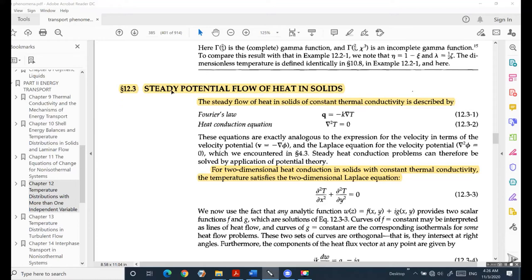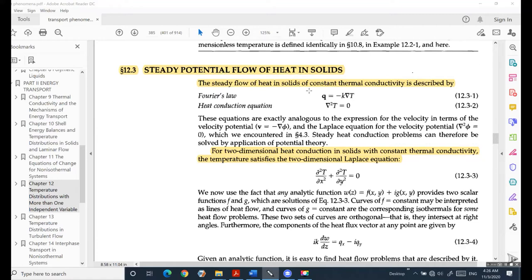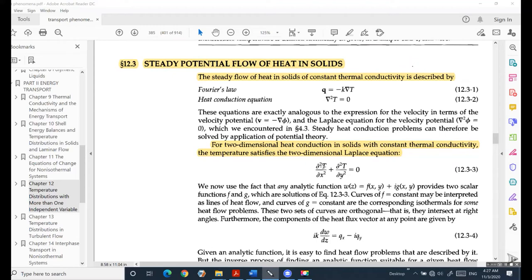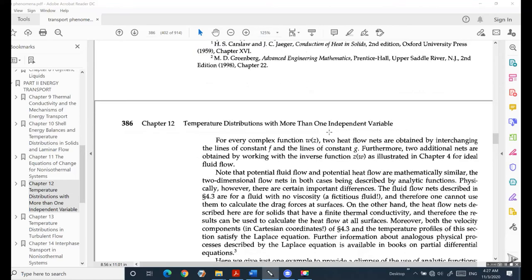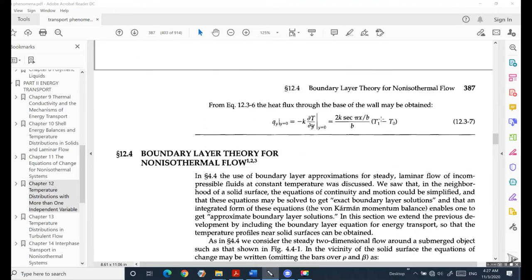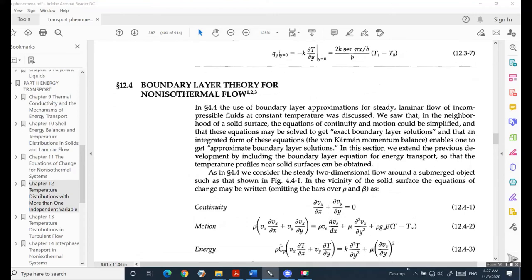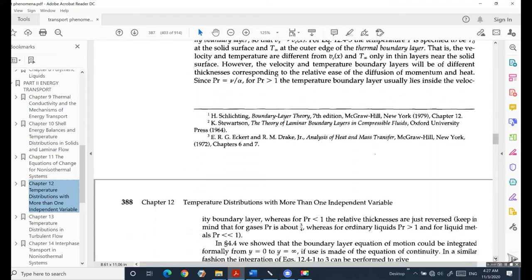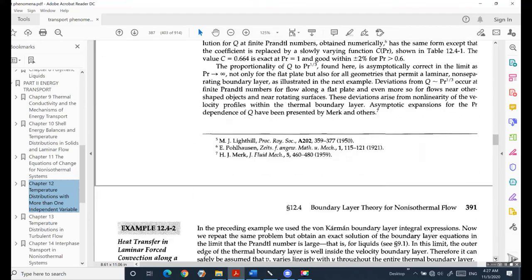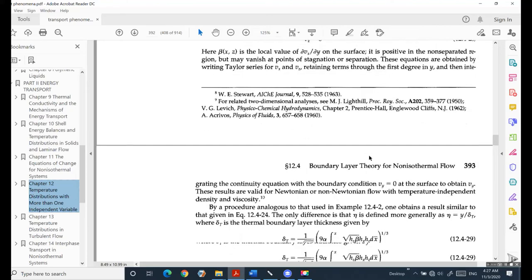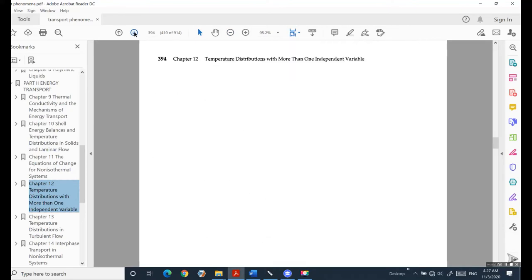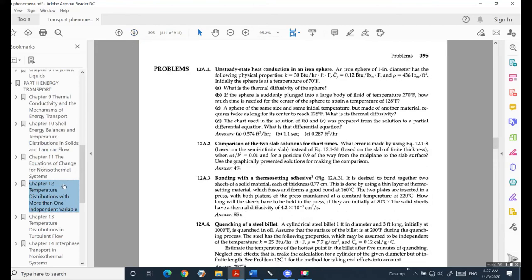Another type of problem we call the steady state potential flow of heat in solids. Again, since this is steady state, we just need to solve the conduction equation in this form, but this time it is going to depend on two spatial coordinates, let's say x and y. Okay, if you go in here, the section talks about boundary layer theory for non-isothermal flow and so on. We just continue to review this. Here are some more examples. You can obtain from chapter 12 the cases with more than one independent variable. Okay, I just finished chapter 12 here.